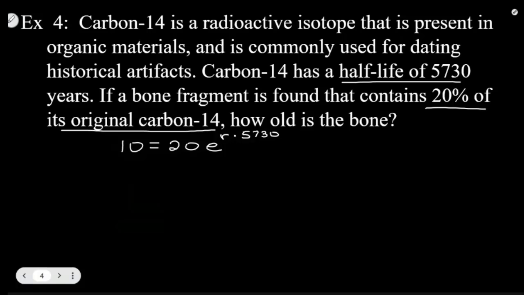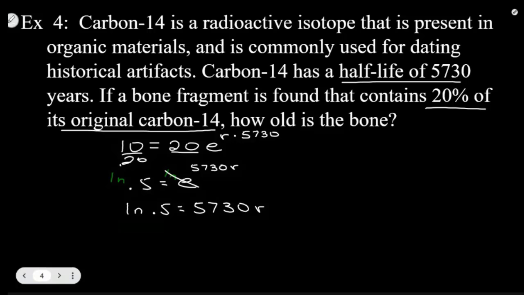But it's still an exponential equation, right? So what should we do first? Divide by the 20 so that we can isolate it. And when we divide by the 20, we said that that's going to give us 0.5. And I'm going to switch these around just because it looks nicer algebraically if we write it this way. So then what are we going to do after that? Natural log of both sides. So this will be natural log of 0.5. This will cancel and we'll have 5,730 times R. Okay. And then what else do we have to do?